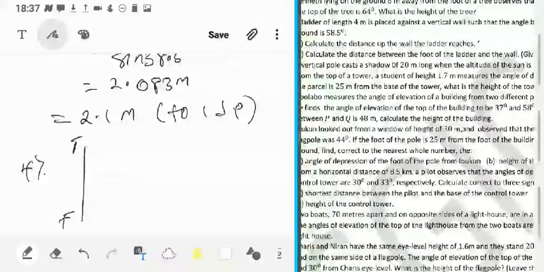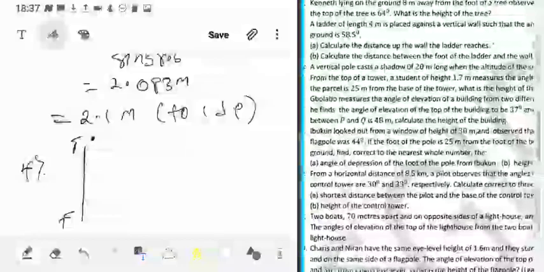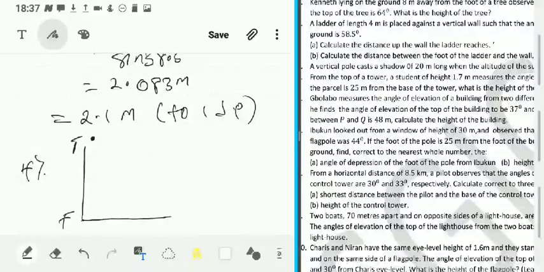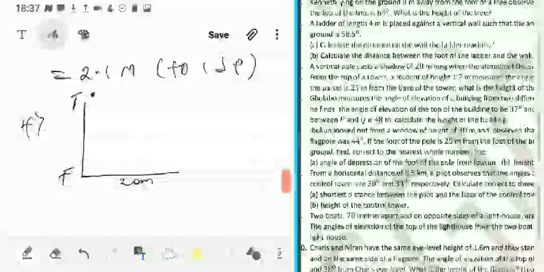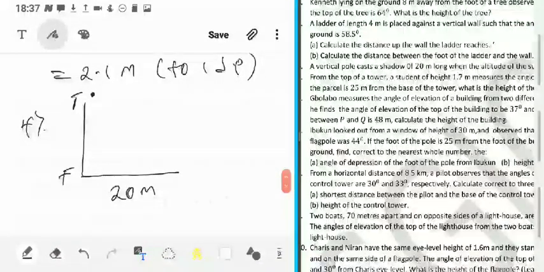The shadow that the sun is casting here, I hope it's the sun. The shadow of this pole, what it casts on the ground is what? 20 meters. We are told that the shadow is 20 meters long. Okay, let me write it clearly. 20 meters.